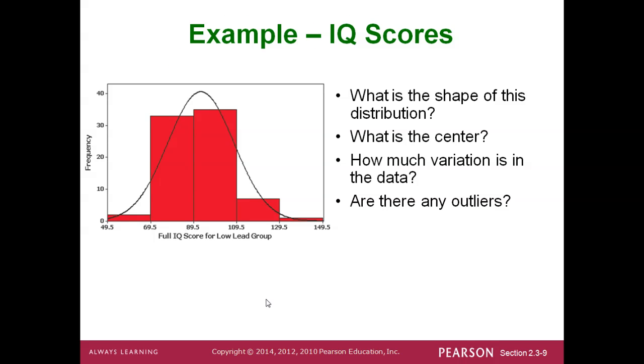Here we have that same IQ score one that we had. What shape is this distribution? What's the center? How much variation is in the data? Are there any outliers? We look at those and we see there's a lot going on here in the middle. This curve that they've drawn is the normal curve. That's to give you a reference to see if this looks normal. Where's the center of that data?